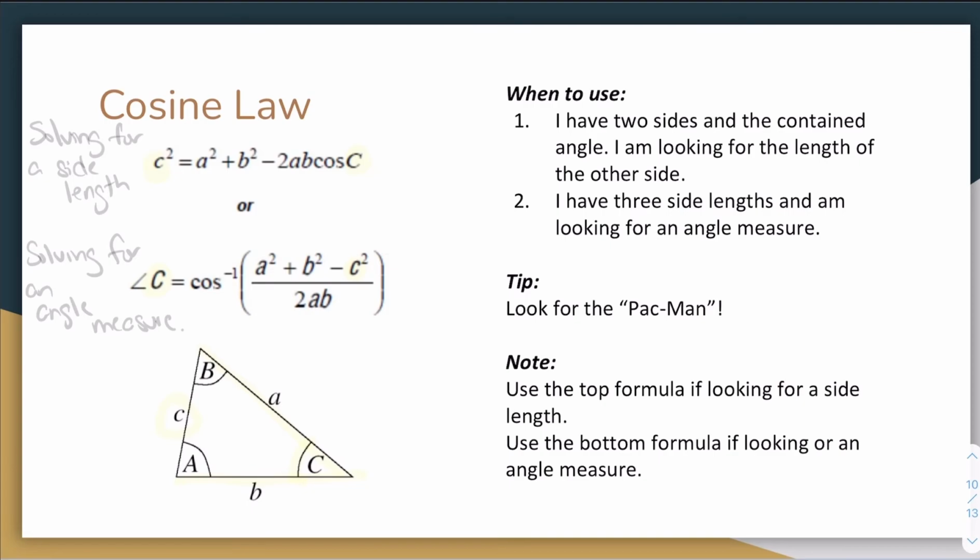Here is our last method for solving triangles. This is the cosine law. We use the cosine law when we have either 2 sides and the contained angle, and we're looking for the other side, or we have 3 side lengths and we're looking for an angle measure. Remember, this is when we do not have a right angle. If we have a right angle, we'll use either the Pythagorean Theorem or our primary trig ratios. One tip I had in class for you was to look for the Pac-Man or the alligator. We're going to use the top formula if looking for a side length, or the bottom formula if looking for an angle measure.